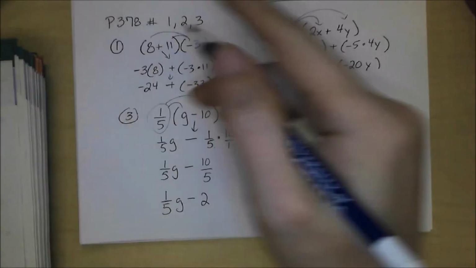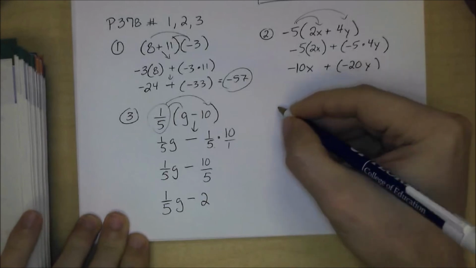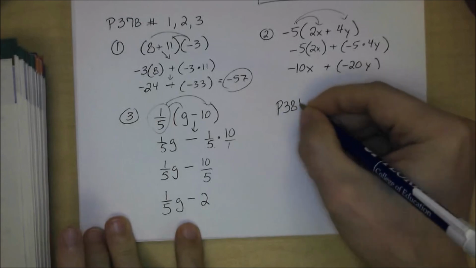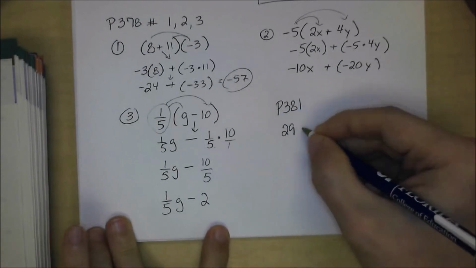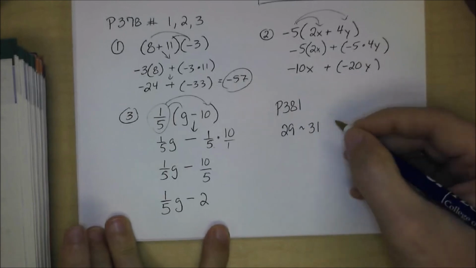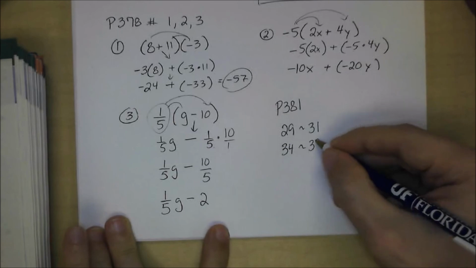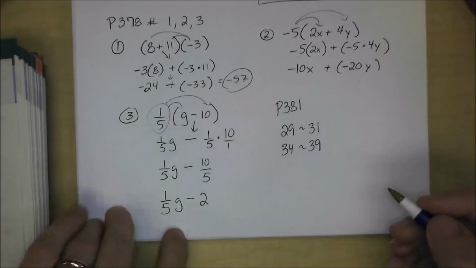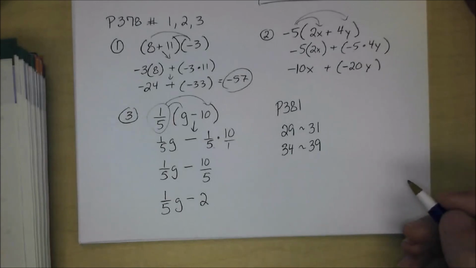Alright, so what I want you to do now, and what you don't finish is going to be your homework. On page 381, I would like you to do numbers 29 through 31, and then 34 through 39. So that's 9 problems. Do your best on it while you're in class. If you want to work or check your answers with one of your partners, that's totally fine. Best of luck, and we'll go over this tomorrow.